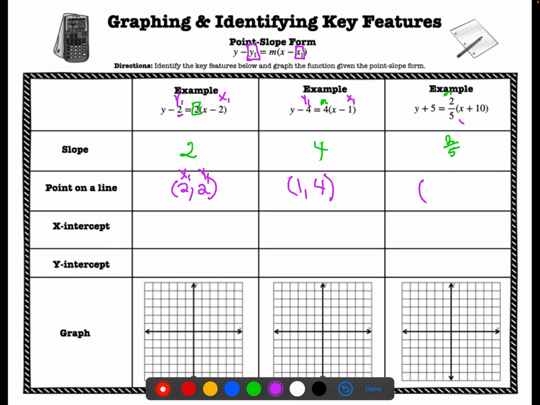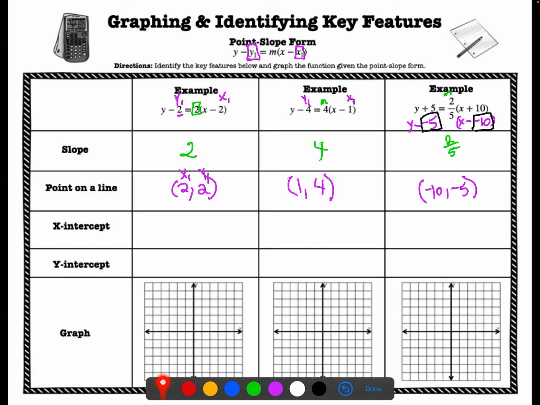All right, because remember, x minus negative 10 is another way of writing this. And this could be written as y minus negative 5, because the minus sign is built into this equation. Therefore, we say that our x is negative 10, and our y is negative 5. So I write here, negative 10, comma, negative 5. That's my point.